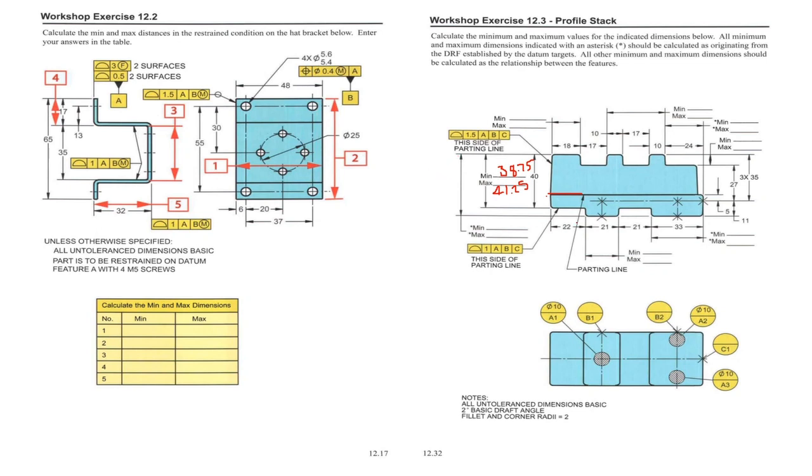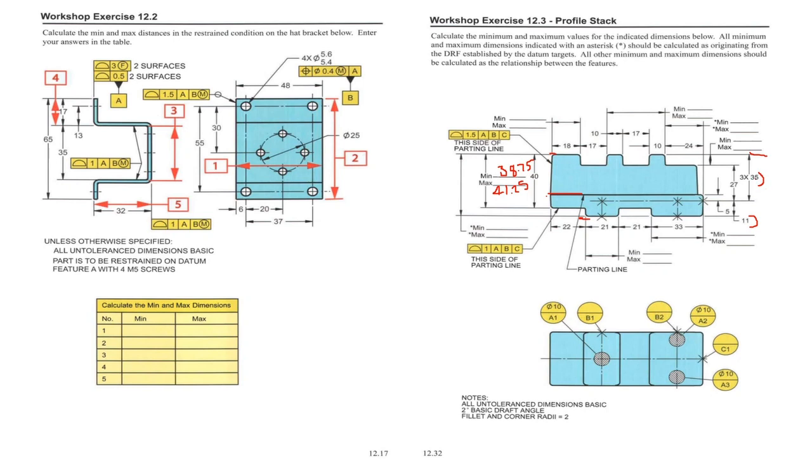Then the total dimension, which is from here to here, the maximum and the minimum. The minimum distance from here to here is 35, which is given here. This one is 35 plus this 11. So 35 plus 11, it's 46.